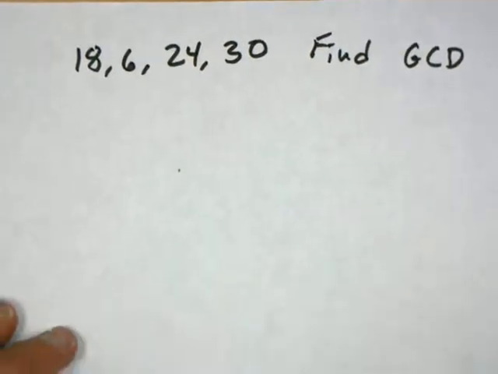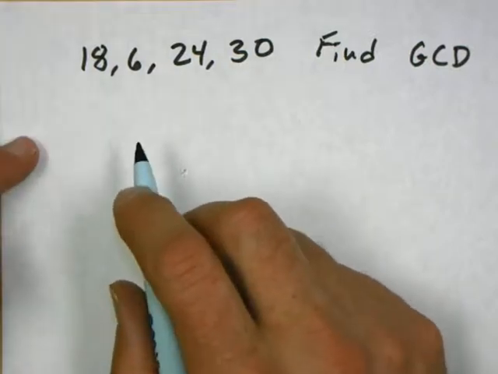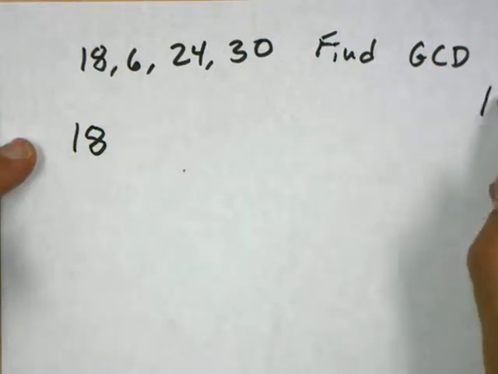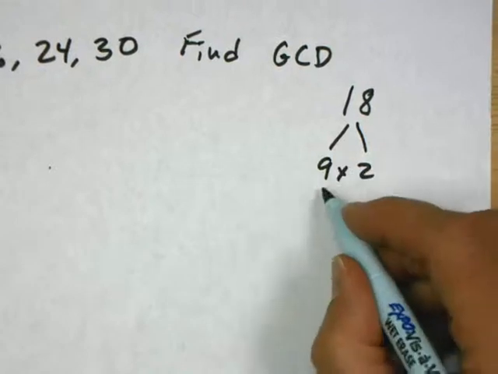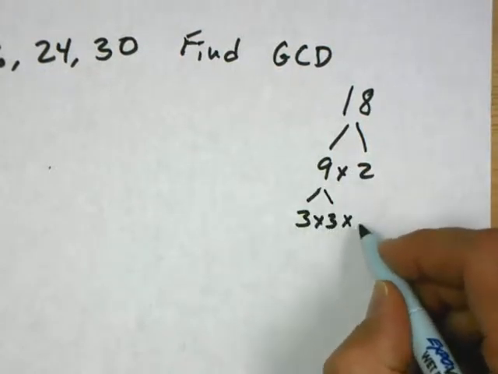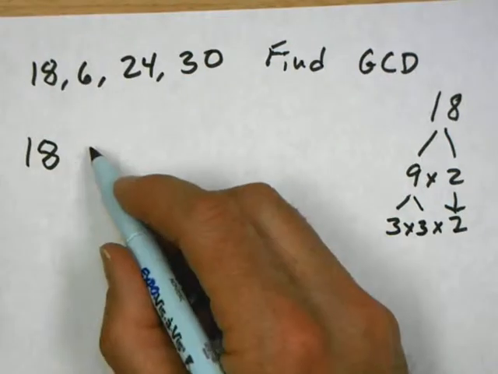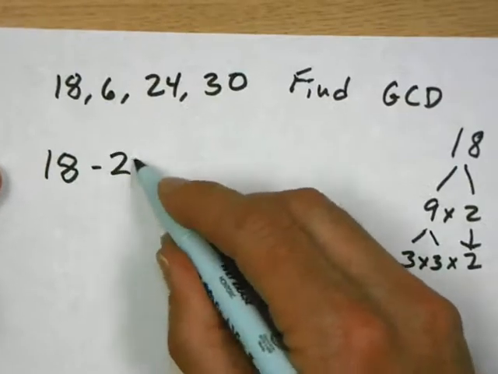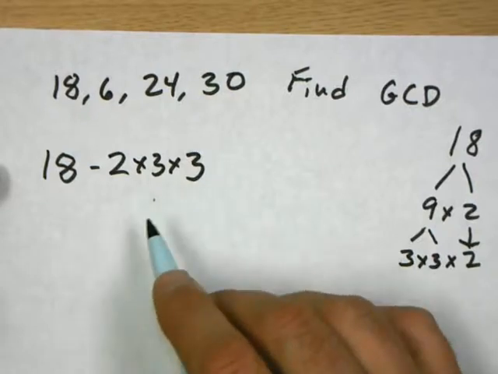One method is to write out all the factor trees of each number. So for 18, you can do a full factor tree, and then write it as a string of prime numbers multiplied together, or a prime factorization. 3 times 3 times 2. You could write it in any order. I'm going to write it with the 2 first: 2 times 3 times 3. 2 times 3 is 6, 6 times 3 is 18, and these are all prime numbers.